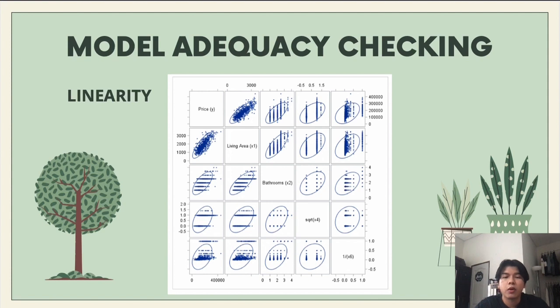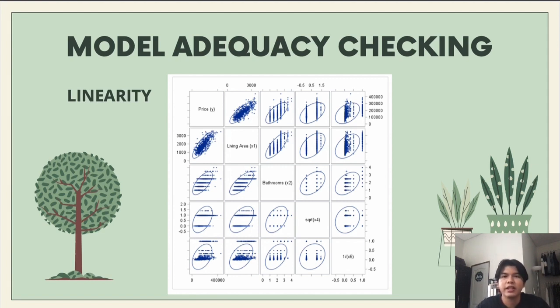The scatter plot for the price against the living area shows there is a positive linear relationship between the variables. Next, the scatter plot for price against the number of bathrooms shows there is a positive linear relationship between the variables. And the scatter plot for the price against the number of fireplaces also shows there is a positive linear relationship between the variables. And lastly, the scatter plot for price against age also shows there is a positive linear relationship between dependent and independent variable.